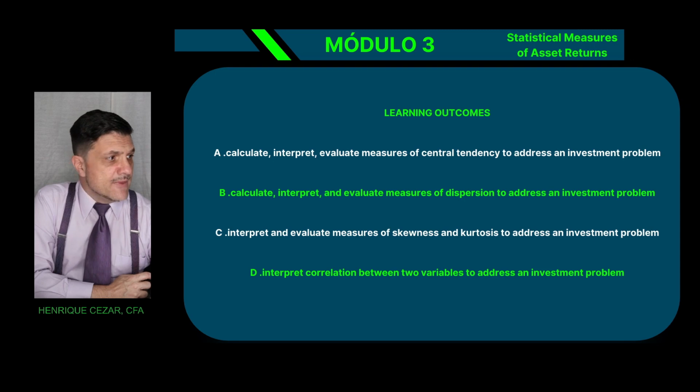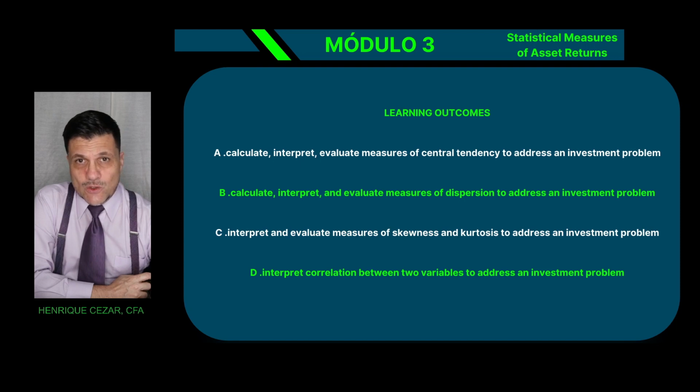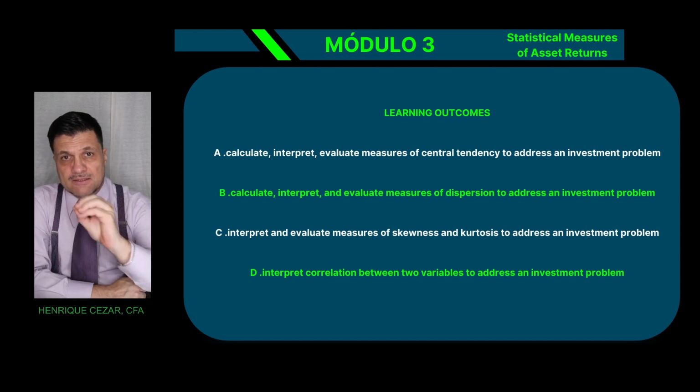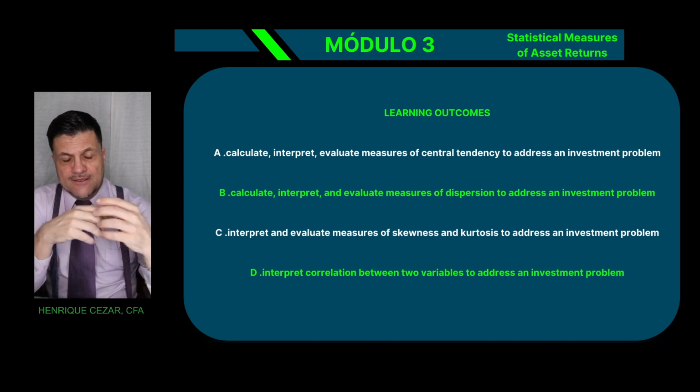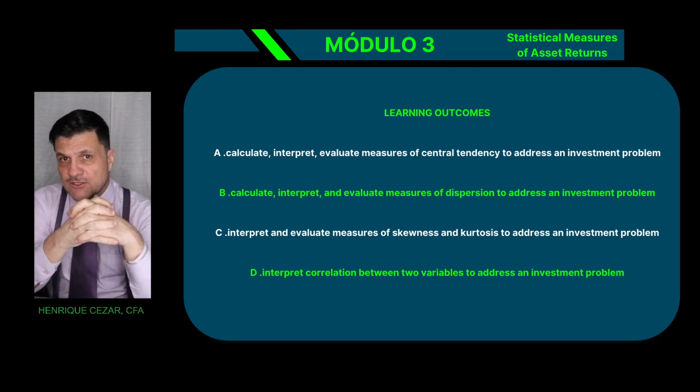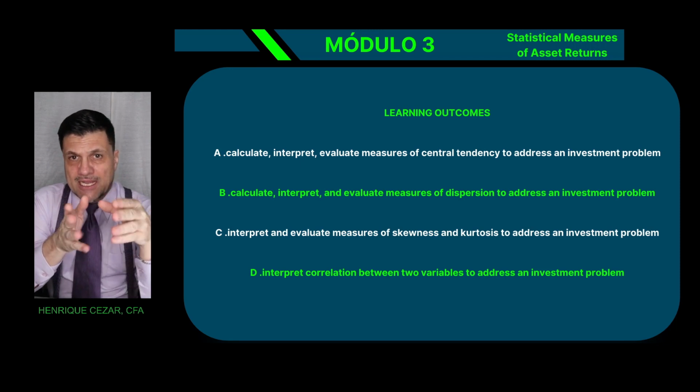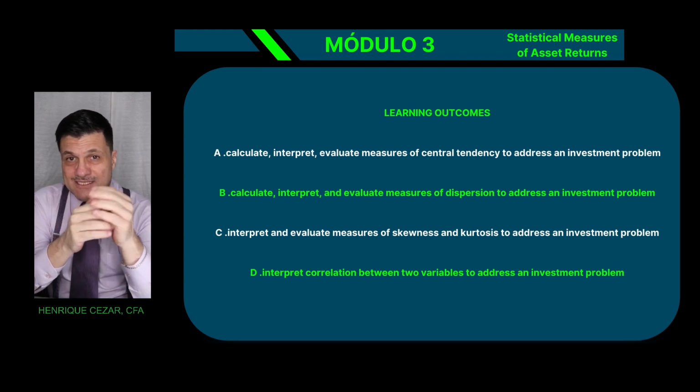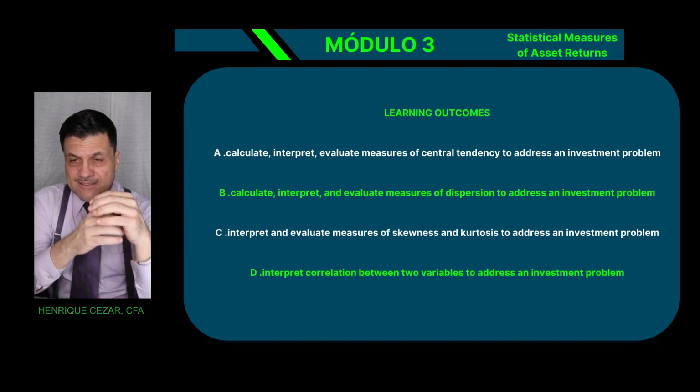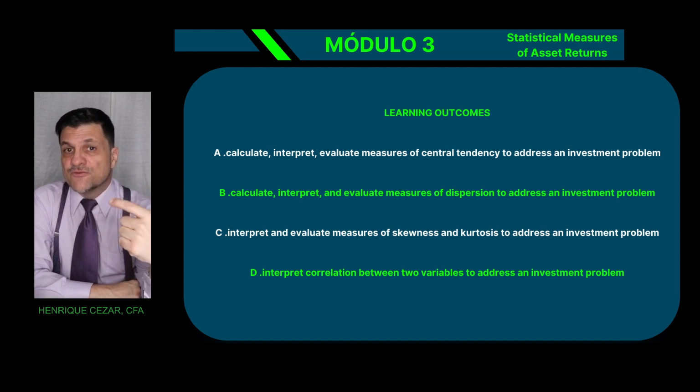So let's see. First one: calculate, interpret, and evaluate measures of central tendency and location. What's central tendency? A mean, median, mode. Location is exactly where the value that you got is in relation to the expected value. What is the position? We do that in numbers of standard deviations from the mean.